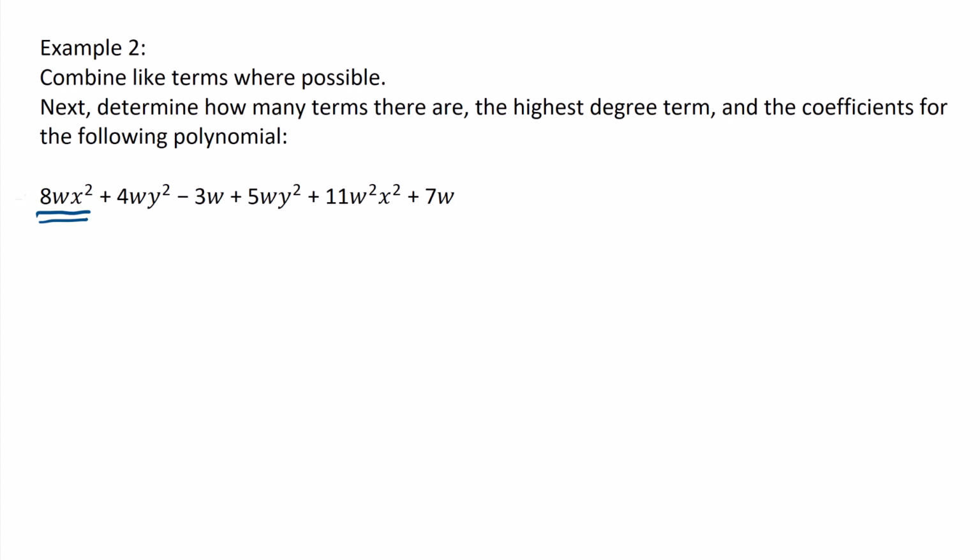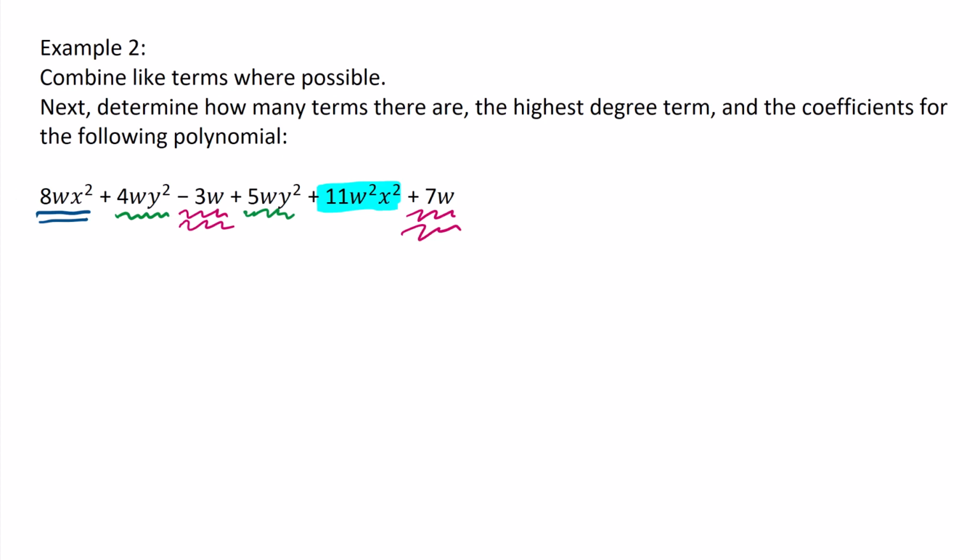Now let's move on to 4wy squared. 4wy squared should maybe have another term. We have a 5wy squared, and so those two are like terms. We also have a negative 3w and a positive 7w. Lastly, we have this 11w squared x squared, which also doesn't match anything else.